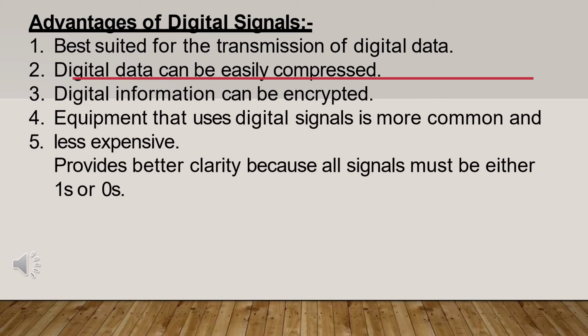It means if we are going to customize its size, we can easily customize it if that particular data is in digital form, right? And it can be encrypted. It means if you want to make your data more secure, that can also be possible with the help of the digital signal, right? And equipment that uses digital signals is more common and less expensive. It provides better clarity because all signals must be in either 1 or 0 form.